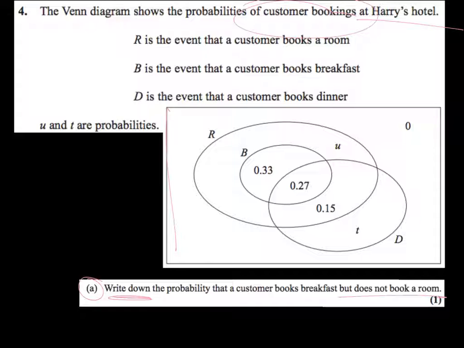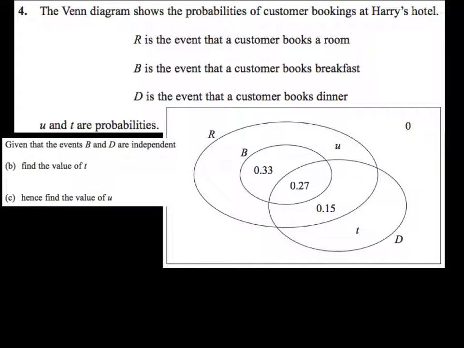not book a room. So write down means it should be fairly straightforward. What we can see is that everyone that books breakfast is a subset of R. So everyone who books breakfast is within the set R, which is that they have a room. What that is saying is that everyone that has breakfast has a room. So the probability that someone has breakfast but does not have a room will therefore be equal to 0.